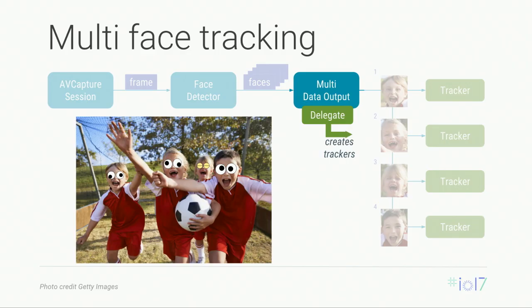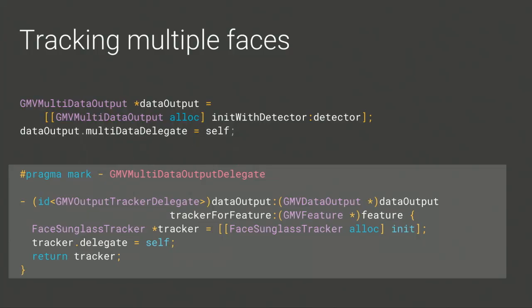We again have the same multi-face tracking on iOS as on Android. The only difference is that you use a multi-data output instead of the focusing data output, so that it will be responsible for creating a tracker class for all the faces that are detected. And the code change is very straightforward. It's only one class change. So I'll skip this slide.